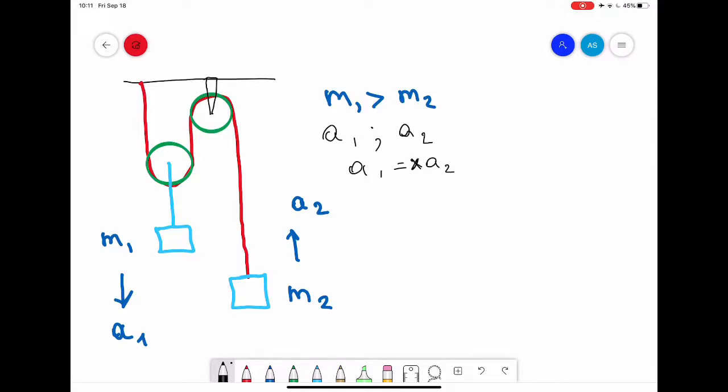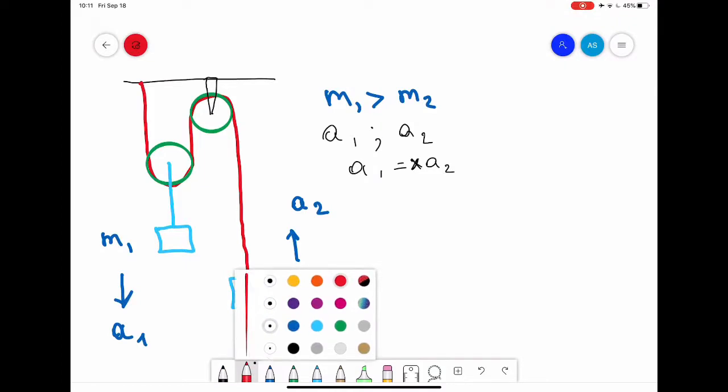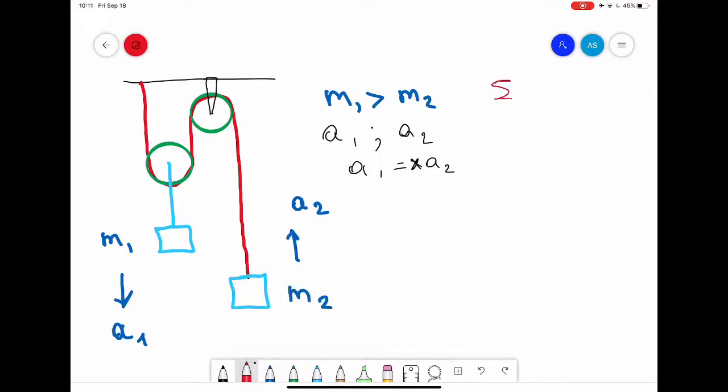So first of all, let's write down the equation using Newton's second law. We know that the sum of the forces is equal to ma. This is the general formula, right? Now let's first consider the box on the left side. Before writing down the equation for M1, we have to draw a free body diagram. For M1 we have the weight, which is M1G.